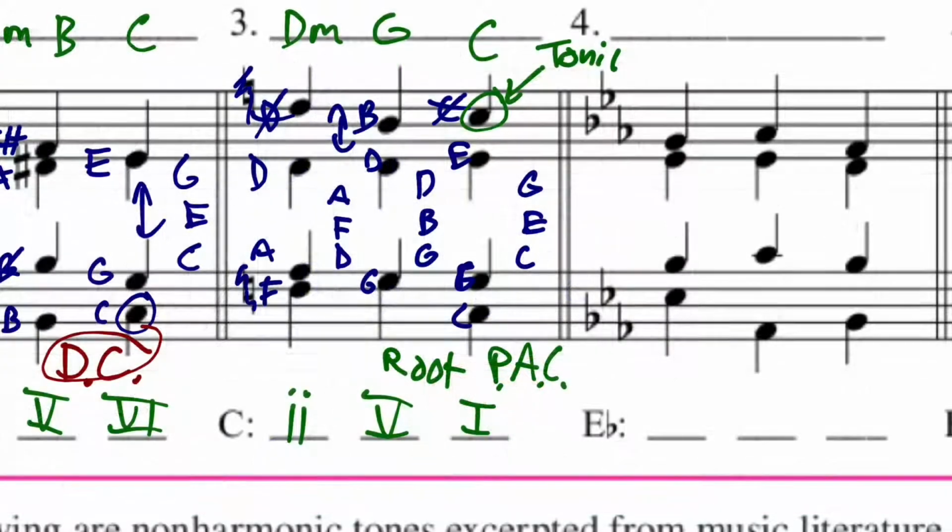Now let's hear what number 3 sounds like. 2 chord to 5 to 1. I'm going to outline the top note so you can hear what it sounds like too. And the top one. Sounds very conclusive.